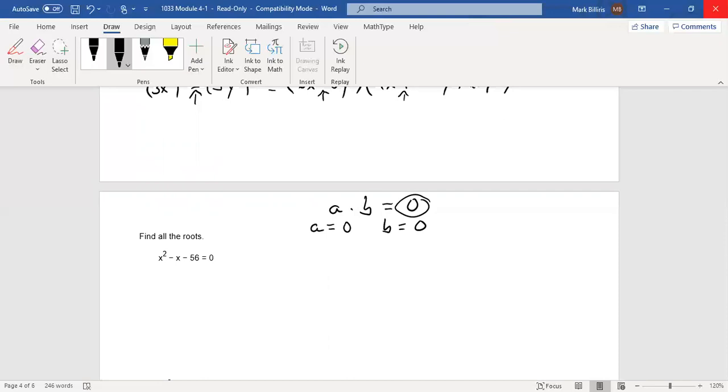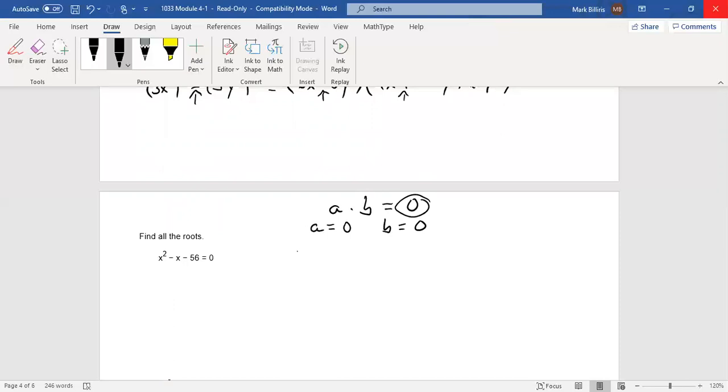So what do we do to solve these problems? Step number one is make sure we set the equation equal to zero, which we have in this first example. Step number two is to factor using whatever method is applicable. So here we have x squared minus x minus 56 equals 0. Our leading coefficient is 1, so we can use our shortcut.